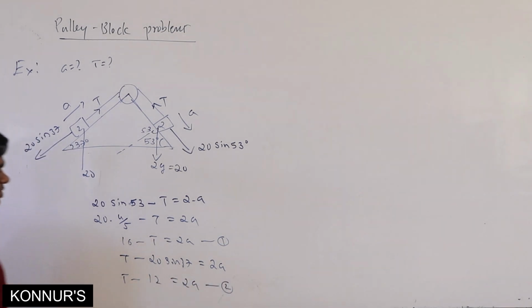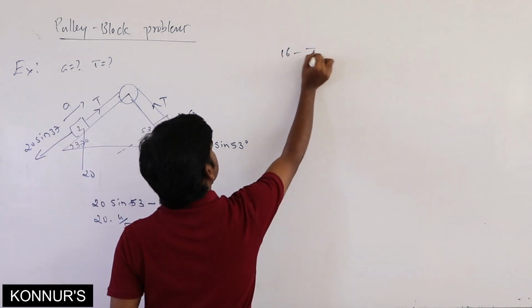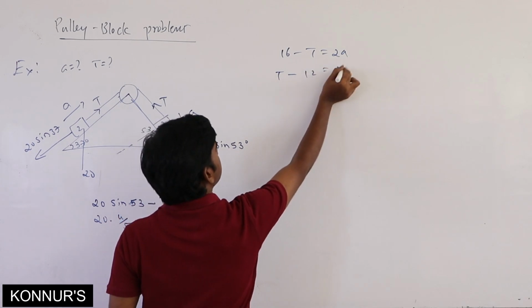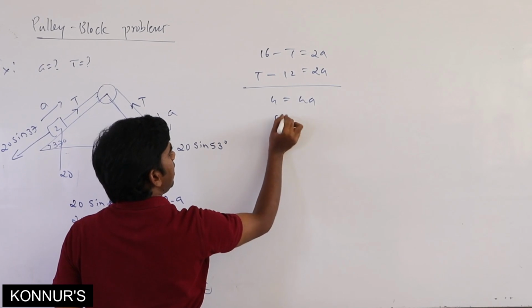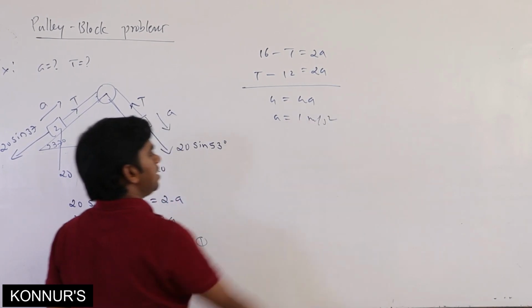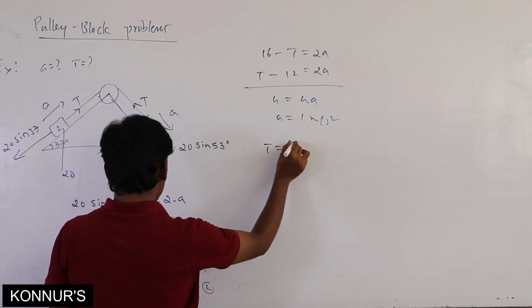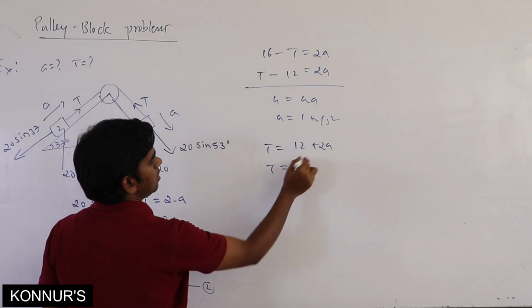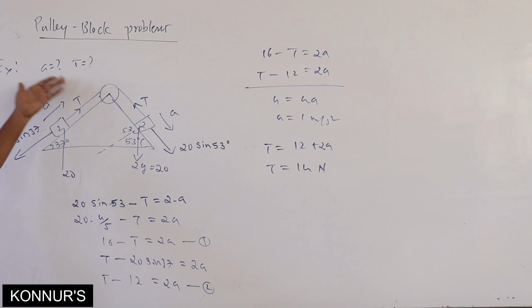You got the second equation. So now what you have: 16 minus T equals 2a, T minus 12 equals 2a. If you solve this one, you will get 4 equals 4a, acceleration equals 1 meter per second square. Then what is the tension? Tension equals 12 plus 2a, so tension equals 14 Newton. This is how you can find the tension and acceleration, both very simple problems.